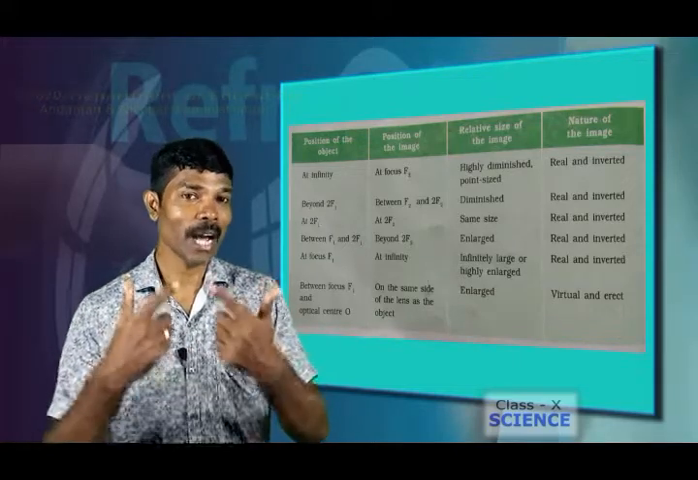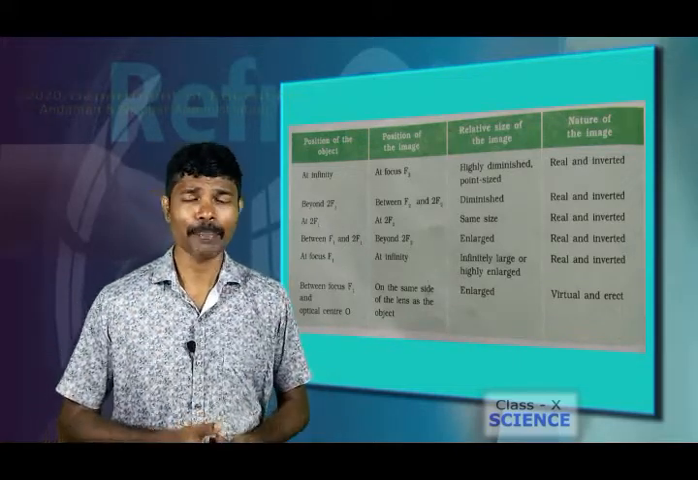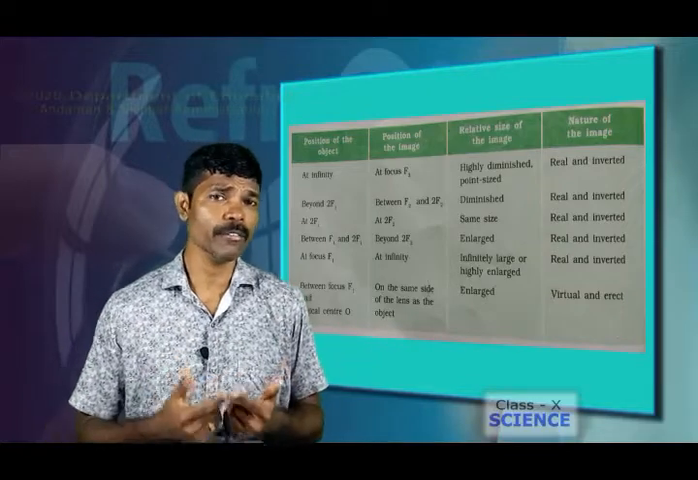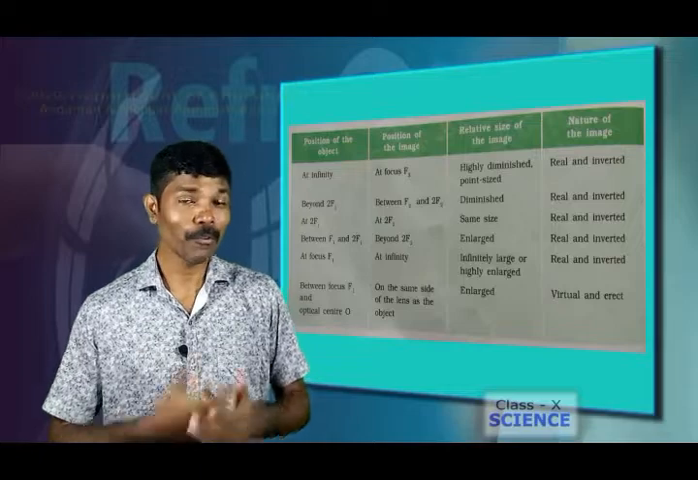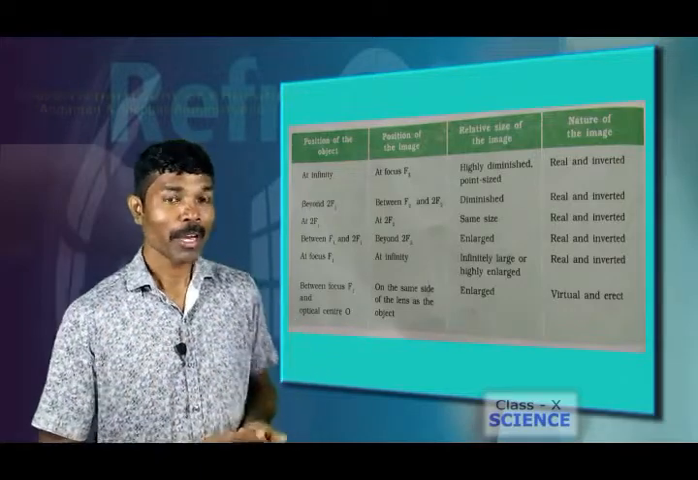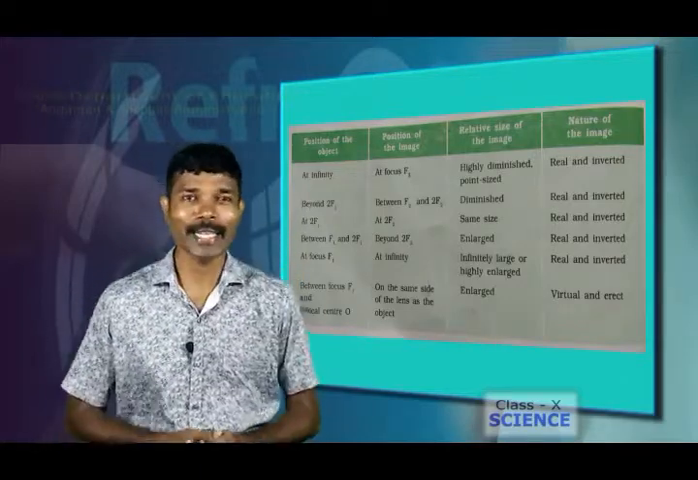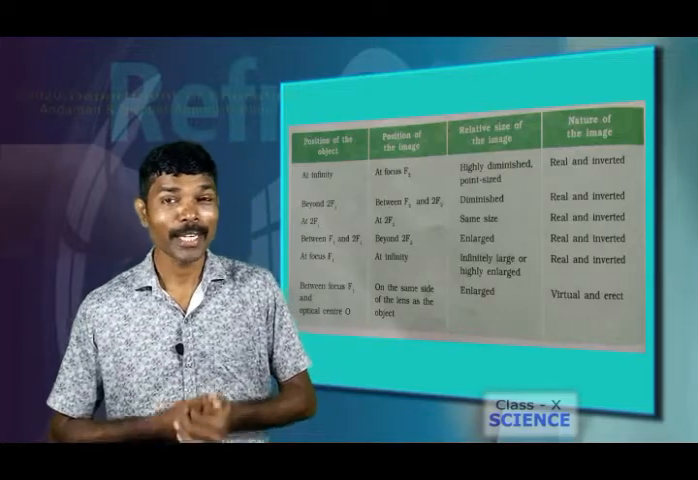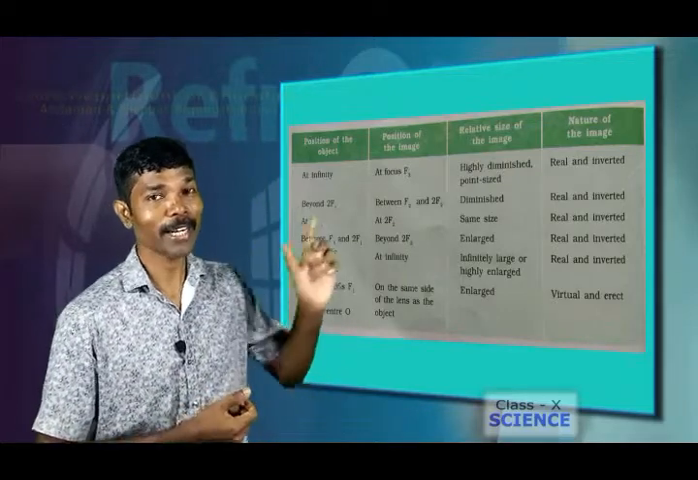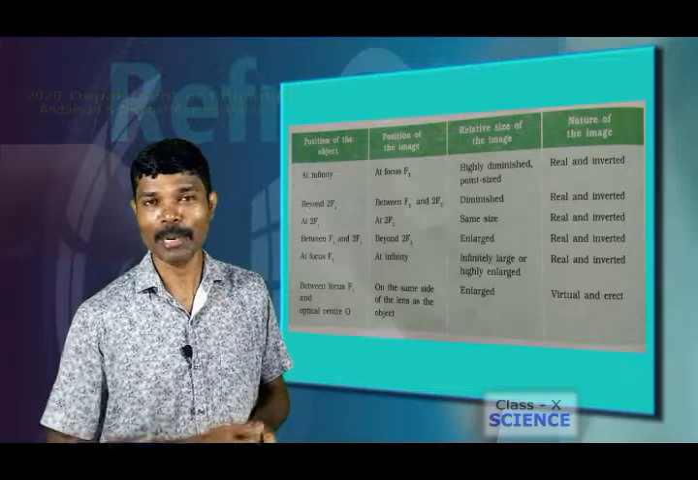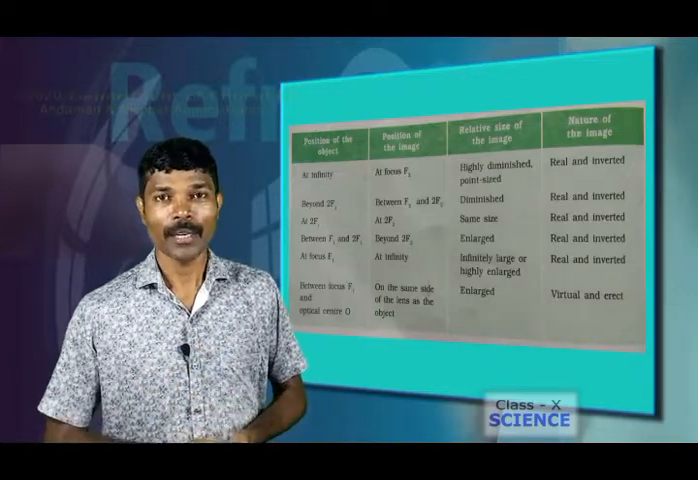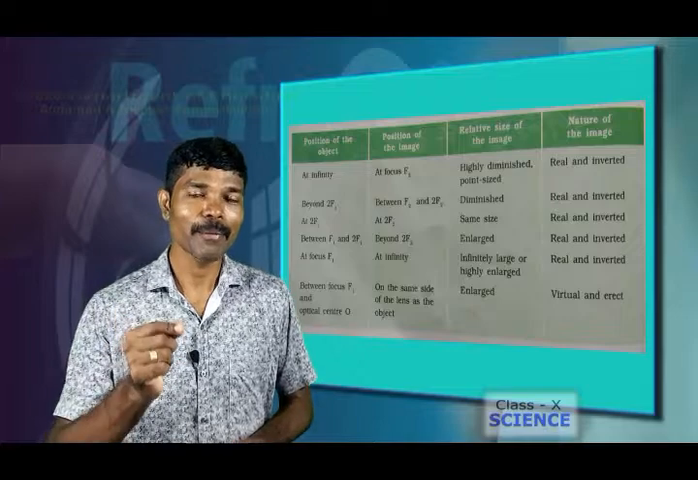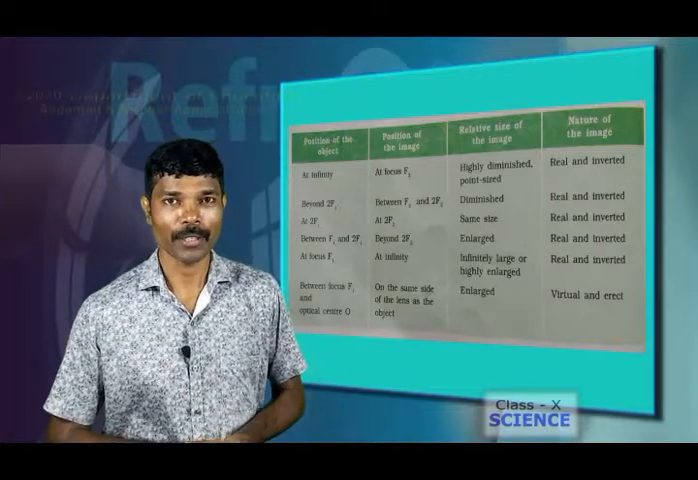Now we see another position. If the object is kept exactly at the center of curvature or double focus, then where will the image be formed, and what will be the nature of the image? If the object is kept exactly at double focus, then the image will be formed on the right hand side, which means a real image, below the principal axis, which means inverted, and exactly at double focus or center of curvature.